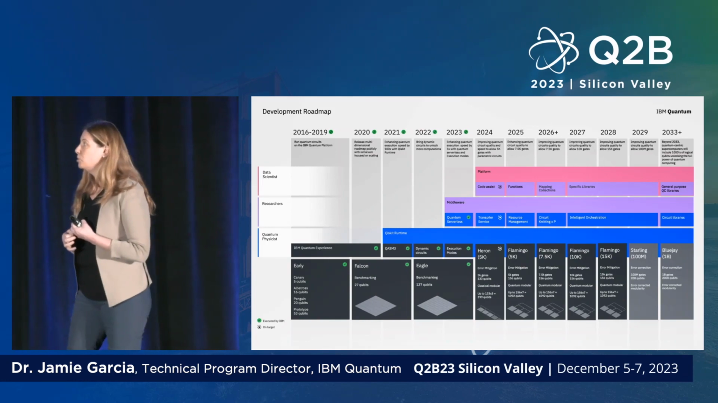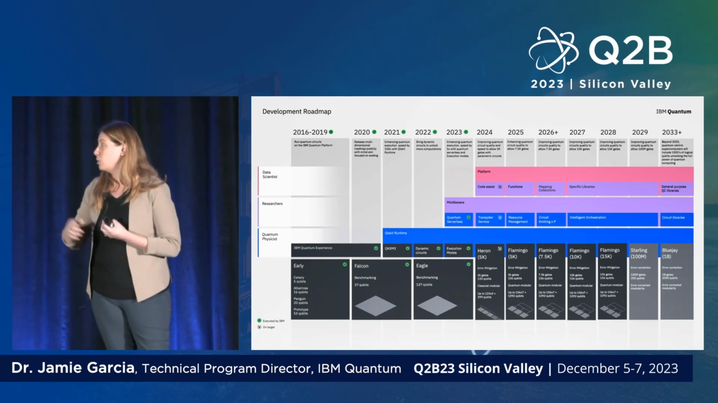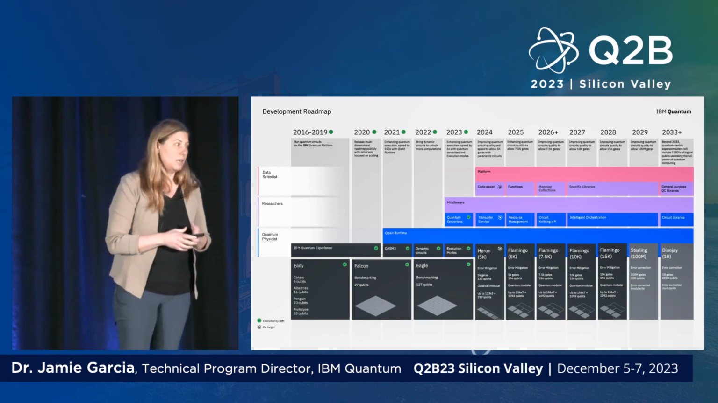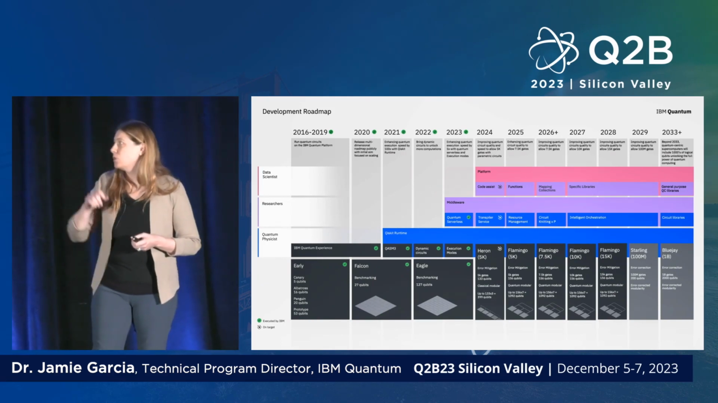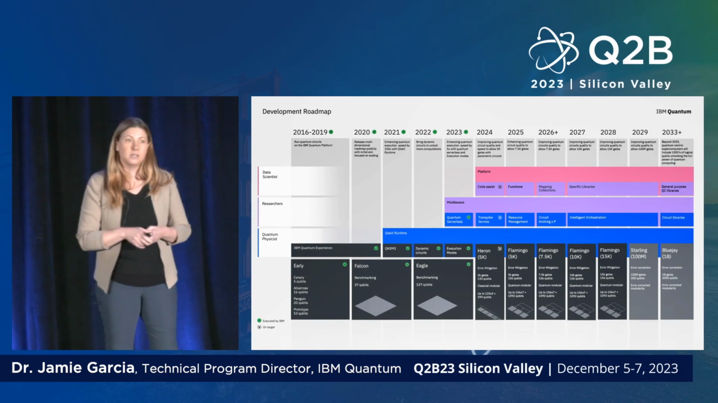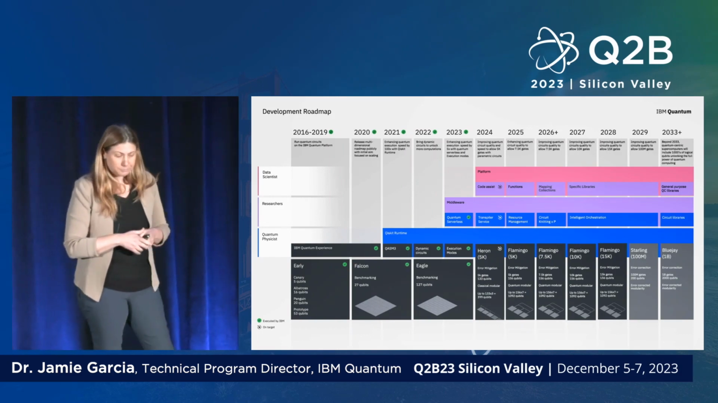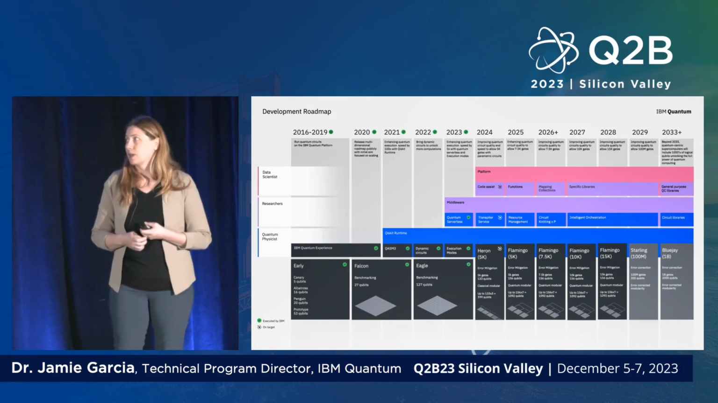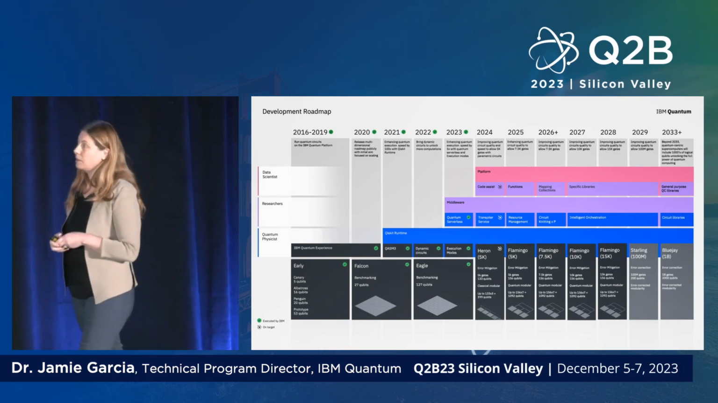And then with Blue Jay in 2033 plus, we're now talking about 1 billion gate counts and 2,000 logical qubits. So this is now in an area where we really do think that we are going to have the potential to look at problems that we never have been able to look at before.